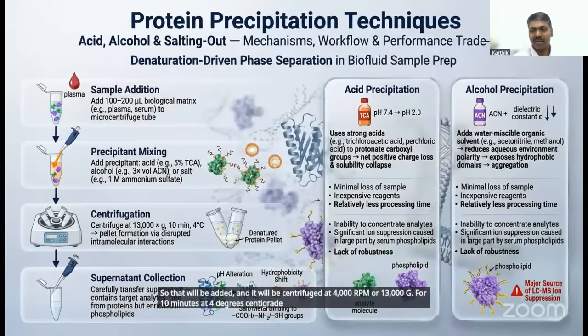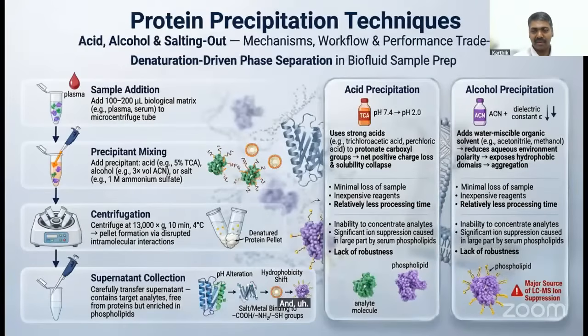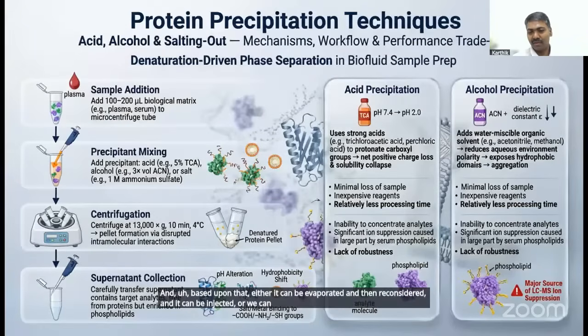The plasma proteins form a pellet, and the drug in the plasma moves into the precipitant agent, which we can remove as the supernatant. Based on that, it can either be evaporated, reconstituted and injected, or we can dilute it with the buffer and inject it directly.